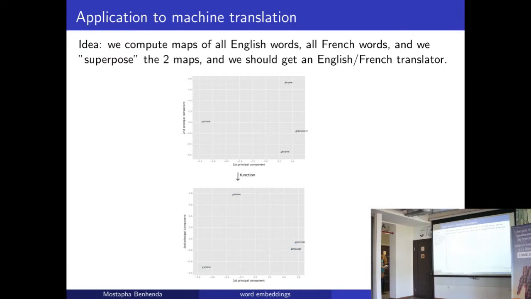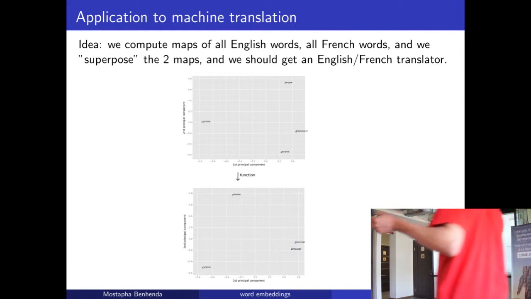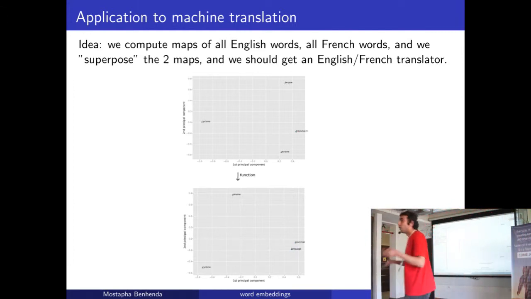So now I go to applications. For example, once you have your map of your two different languages, you can make translations, like Google Translate, a kind of homemade Google Translate with this method.